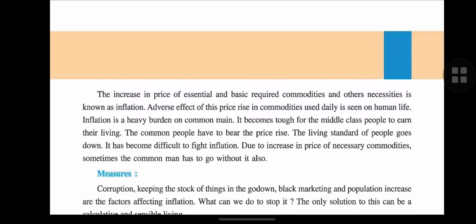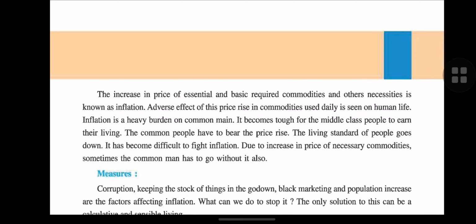The adverse effect of this price rise in commodities used daily is seen on human life. Inflation is a heavy burden on the common man. It becomes tough for middle class people to earn their living. The common people have to bear the price rise. The living standard of people goes down if the prices of all the goods required in daily life are high. Poor people whose income is not very high, it is not possible for them to buy those things, and they might be a victim of malnutrition.